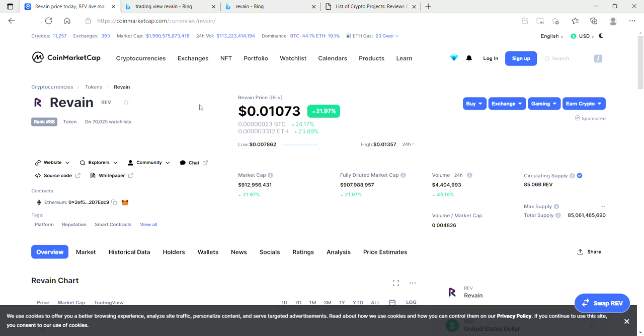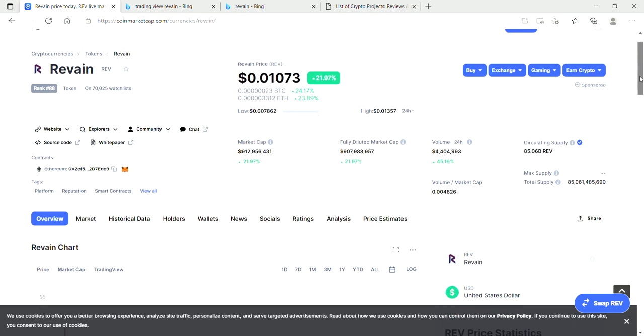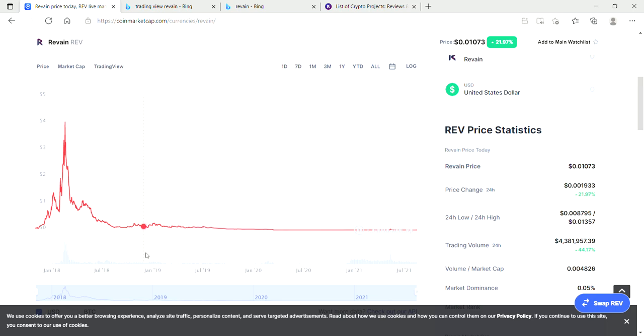So okay, guys, Revain, let's take a look here. We're trying to find what's going on with this coin. You can see that Revain was actually an older coin. It's been around since the last bull run, and it reached a price of over $4 at the peak of the last bull run. Since then, it basically declined with the rest of the market, and it's been trading with quite low volume and just sideways for quite some time.